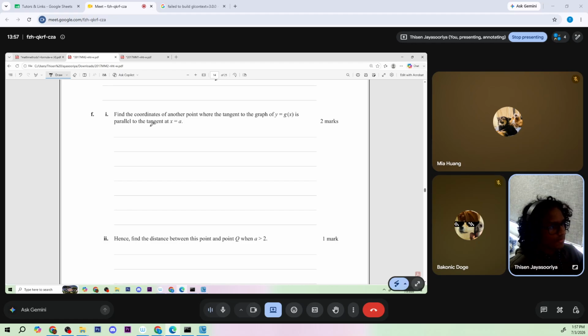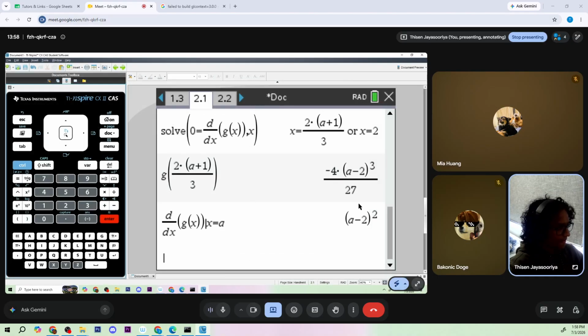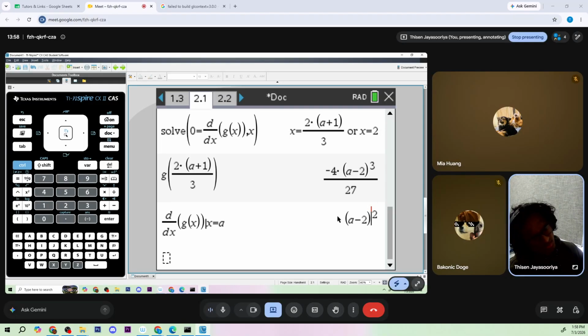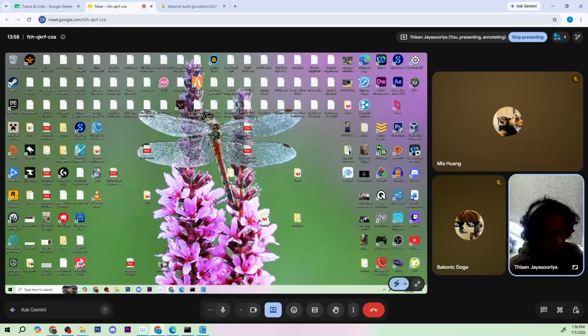Find the coordinate of another point where the tangent of g of x is parallel to the tangent at x equals a. So here we know that this is going to be when the gradient of the tangent equals the gradient at x equals a. So here what I need to do, closing down.